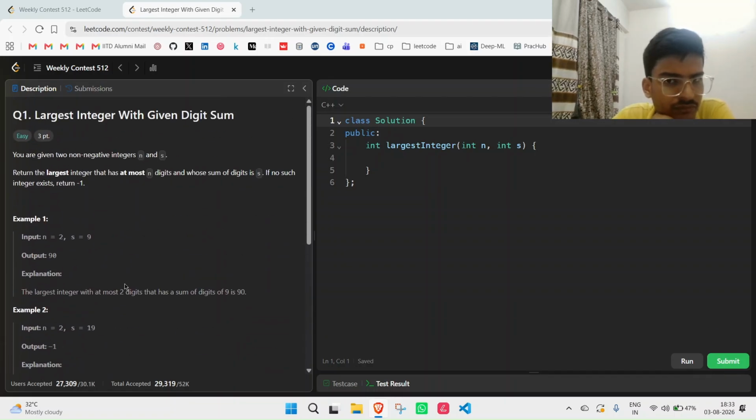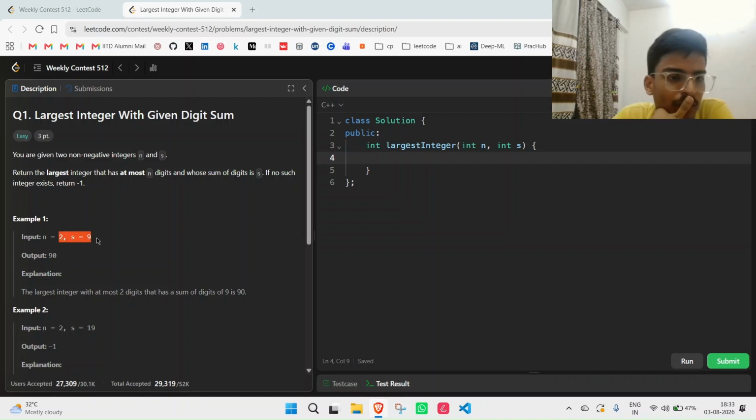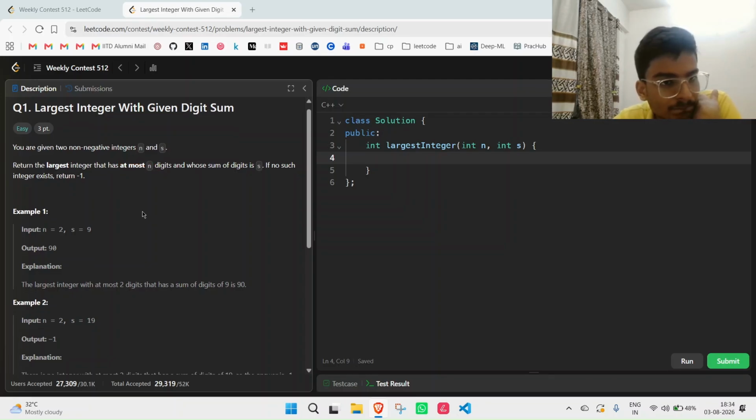Largest integer we have to print. In this case, you can also print 72. At most n digits, right? Two digits, and we can also print a single digit. Well, it is still at most two digits. Largest integer has to be 90, right? 72 is less than that.